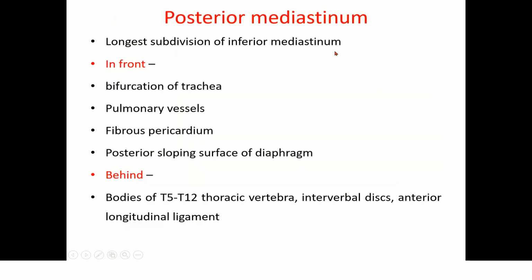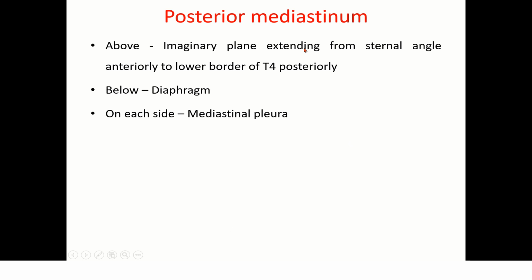So the posterior mediastinum is the longest subdivision of the inferior mediastinum. In front, from above onwards, you will observe the bifurcation of the trachea, pulmonary vessels, fibrous pericardium, and the posterior sloping surface of the diaphragm. Behind it will be the bodies of T5 to T12 thoracic vertebrae, intervertebral discs, and anterior longitudinal ligament. Above it will be the imaginary plane extending from the sternal angle anteriorly to the lower border of T4 posteriorly. Below will be the diaphragm. On each side it will be the mediastinal pleura.